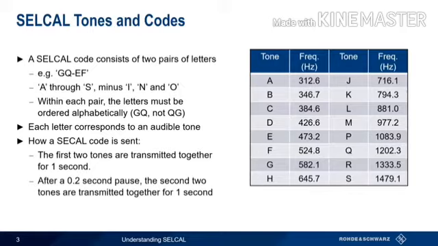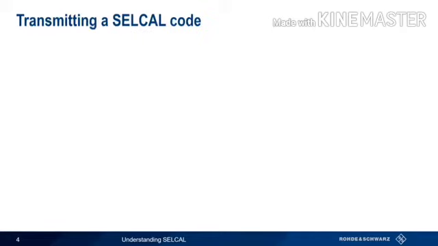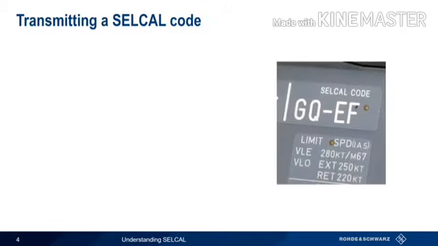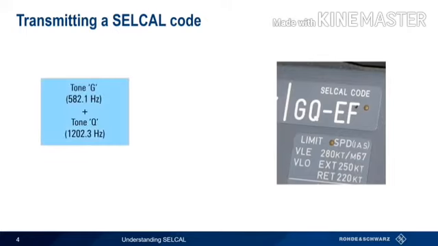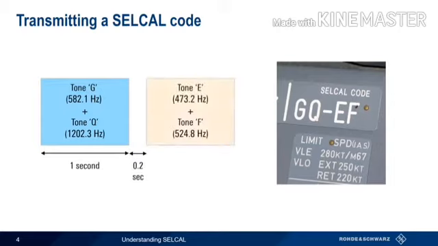Let's work through an example. We'll use the code GQEF in this example. Tones G, 582.1 Hz, and Q, 1202.3 Hz, are transmitted together for 1 second. After a 0.2 second pause, we transmit the next pair of tones together, tone E at 473.2 Hz and tone F at 524.8 Hz, again for 1 second.